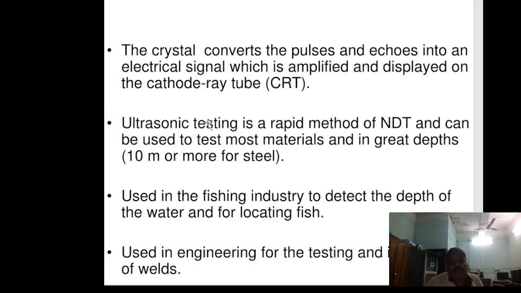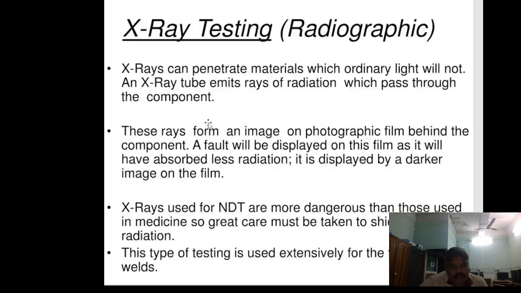The crystal converts the pulses and echoes into an electrical signal which is amplified and displayed on the cathode ray tube. Ultrasonic testing is a rapid method of non-destructive testing and can be used to test most materials and in great depth, 10 meters or more for steel. It is used in the fishing industry to detect the depth of water and for locating fish, and used in engineering for the testing and inspection of the belts.